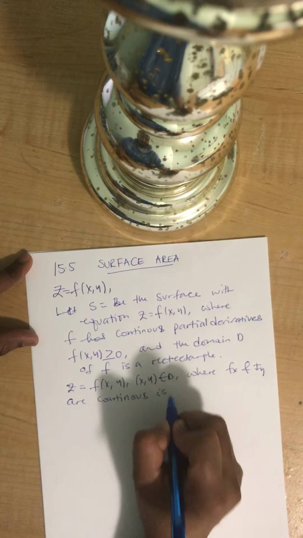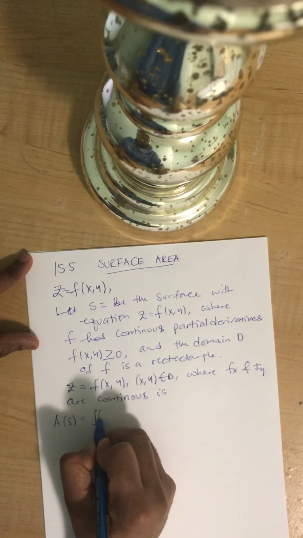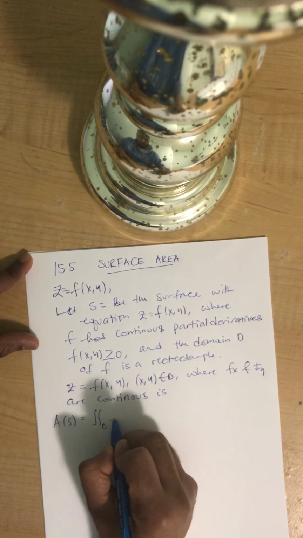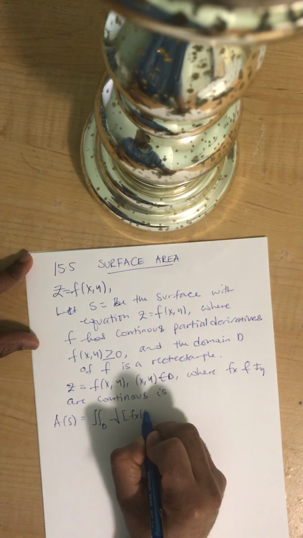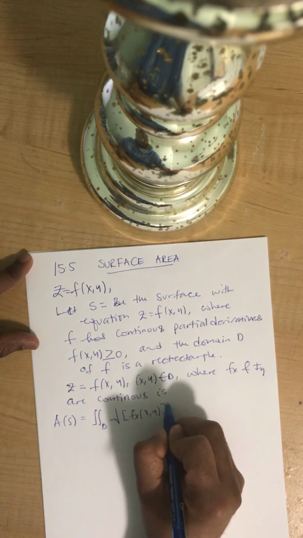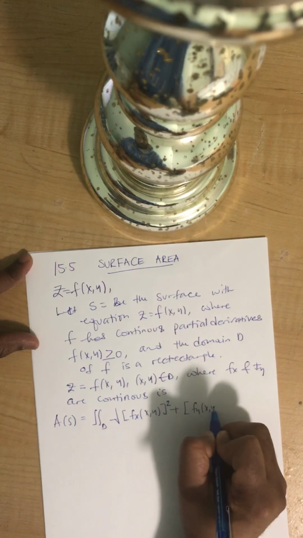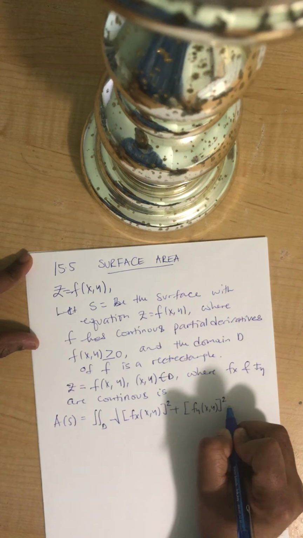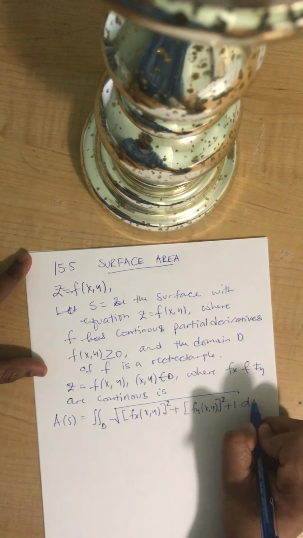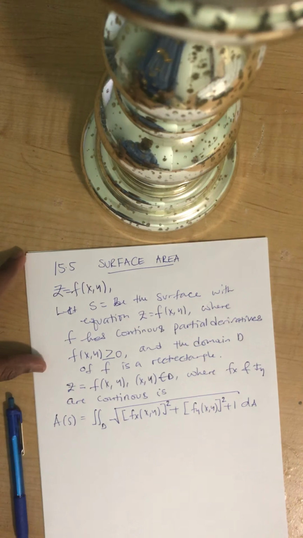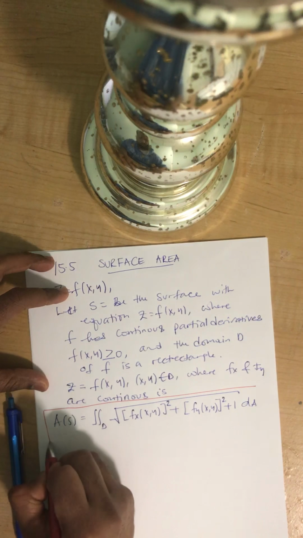The surface area is the double integral over D of the square root of f sub x of x, y, the whole square, plus f sub y of x, y, the whole square, plus 1, dA. So we're going to use this formula to solve the surface area problems in this section.